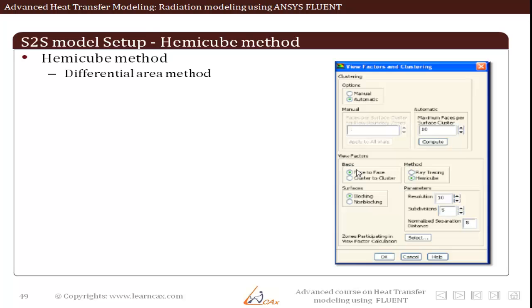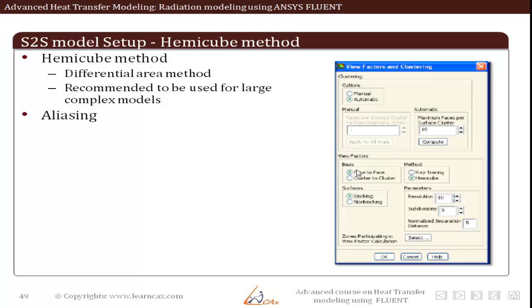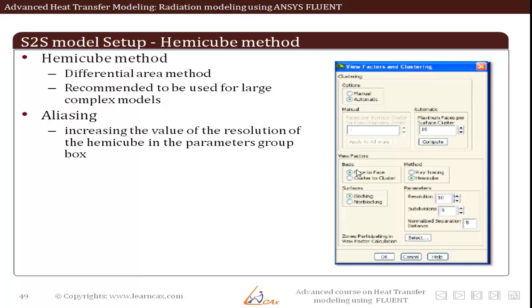The Hemicube method uses a differential area method and calculates the view factor on a row by row basis. The view factors calculated from the differential areas are summed up to provide the view factors for the whole surface. This method originated from the use of the radiosity approach in the field of computer graphics. It is recommended that we use the Hemicube method for large complex models with few obstructing surfaces between the radiating surfaces. The Hemicube method is based upon three assumptions.